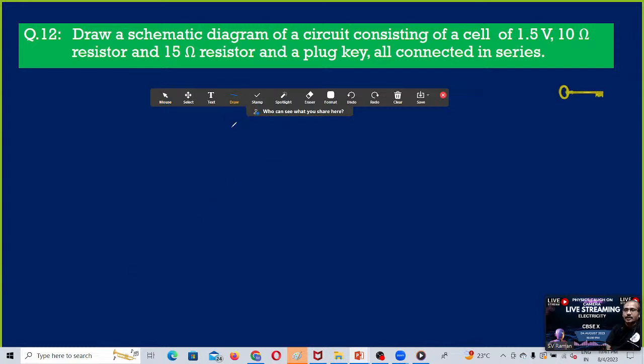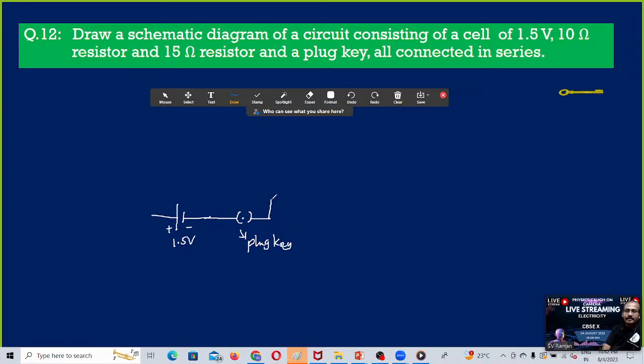Open circuit, closed circuit, simple circuit we have noticed. The cell of 1.5 volt. They may ask for a cell or a battery. This is the most important. Sometimes they ask for a battery of 4 cells. We need to understand the symbols of cell and battery right from the start so that you can represent them. Cell has a long lead and a short lead. Long lead positive, short lead negative, that is 1.5 volts. So this we connect to a plug key. Let's say this is a closed switch. Mention plug key over here.